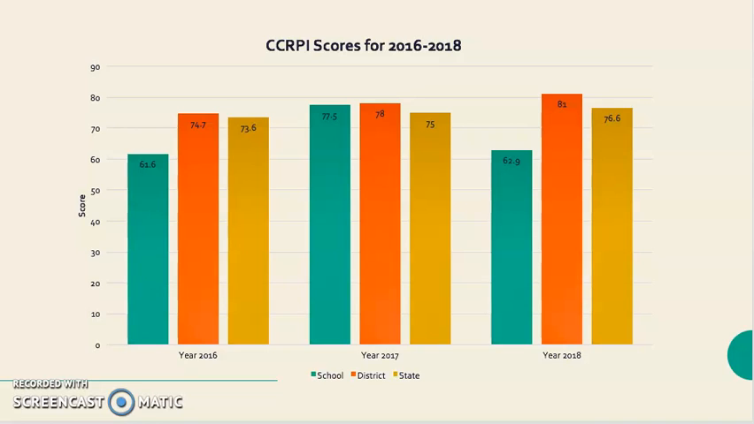Now here's a look at our CCRPI scores over the past 3 years. We have compared our school to the district level and the state level. We have consistently performed lower than our district level. However, we came very close in 2017 with a 77.5, and the district was at 78. But we were able to surpass the state in 2017, because the state was at 75 and we were at 77. And this may have been due to an increase in instructional initiatives that year.